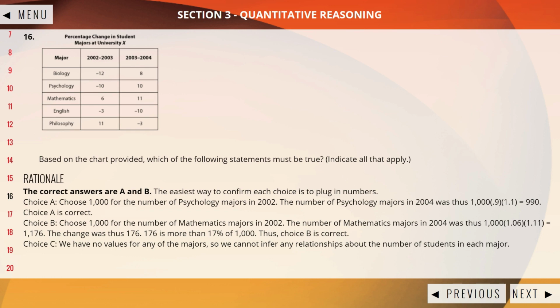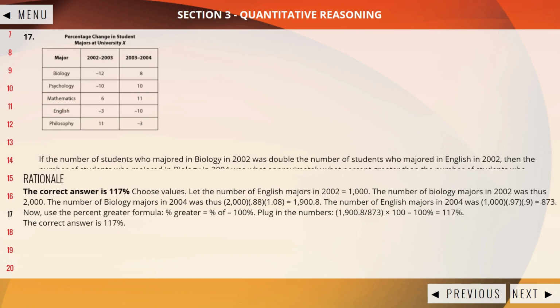This one, yes, A was correct, B was correct, C wasn't. That was fine. This one was fine. Yep, 117%. I wrote that. That was a good question, actually, because it was testing that percent greater than formula.